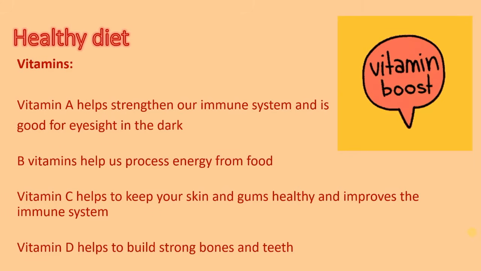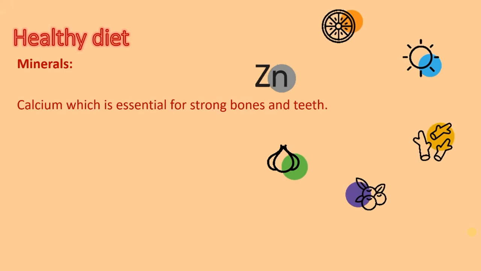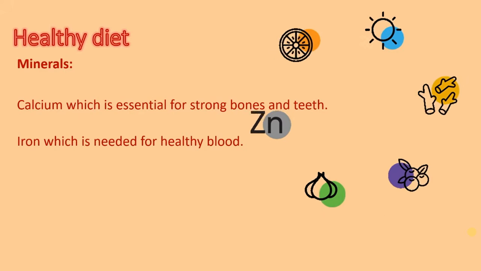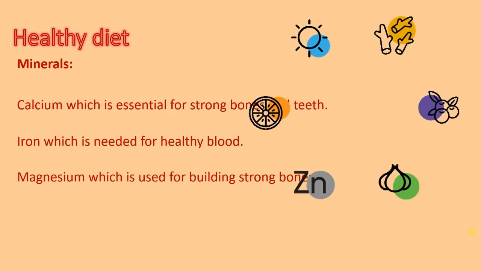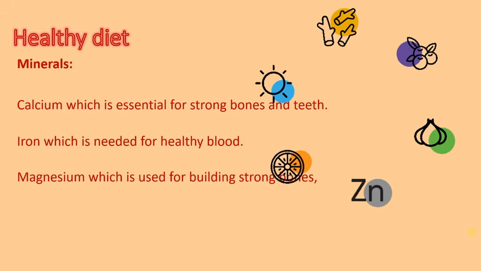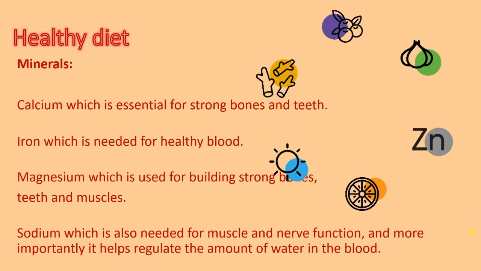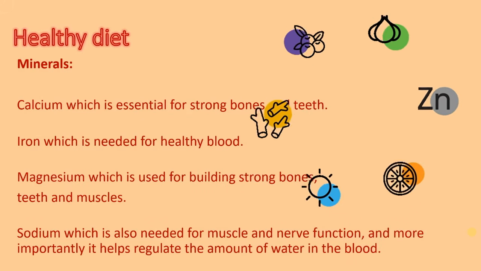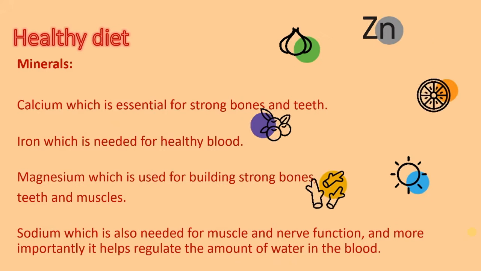Then also vitamin D, which helps to build strong bones and teeth. But vitamin D is very important for the absorption of calcium, which falls under minerals. Calcium is the one that builds strong bones and teeth. With less calcium, it can result in something like osteoporosis, where your bones become brittle. Iron is needed for healthy blood, for the transportation of oxygen and carbon dioxide, and magnesium is also a very important mineral for healthy bones. Sodium plays a very important role in the functioning of muscles and nerve cells.